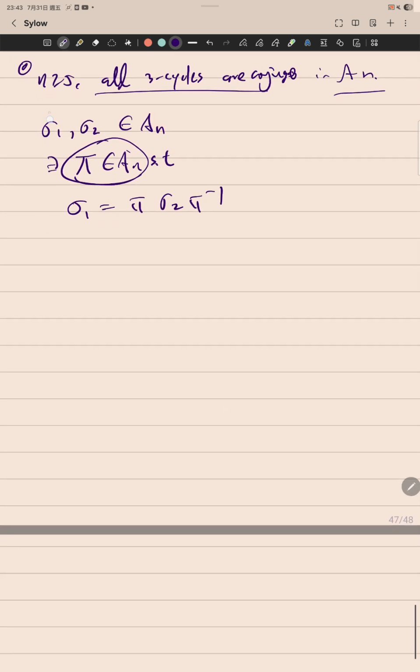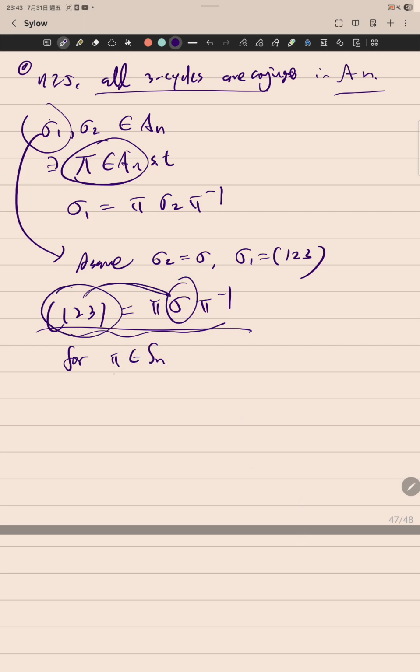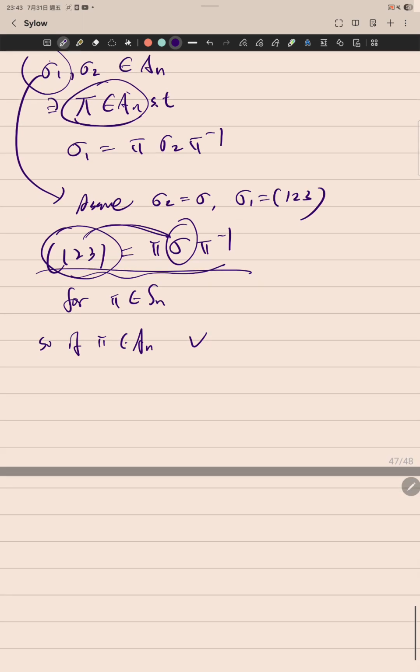Okay, so to prove this without loss of generality, I can assume that sigma 2 is called sigma and sigma 1 is (1 2 3). So I want to ask whether there always exists this kind of formula. Okay, so notice that this is always true for pi in S_n, because they have the same cycle structure, right? So they are conjugates in S_n. So if pi belongs to A_n, then we are done, because it already satisfies our result.